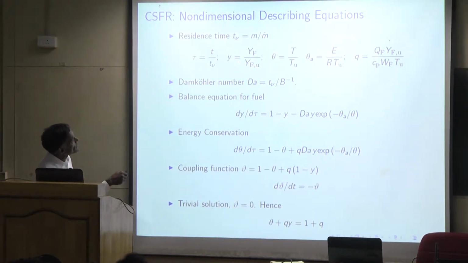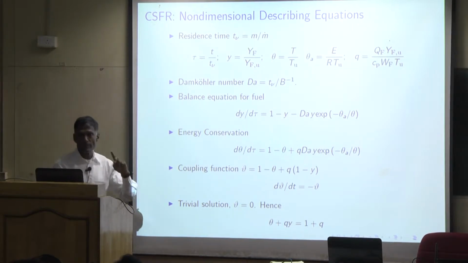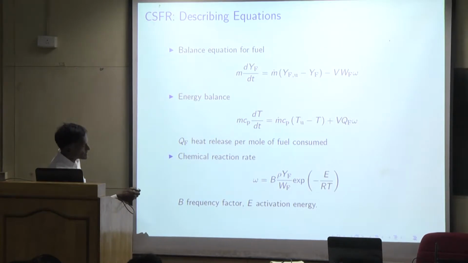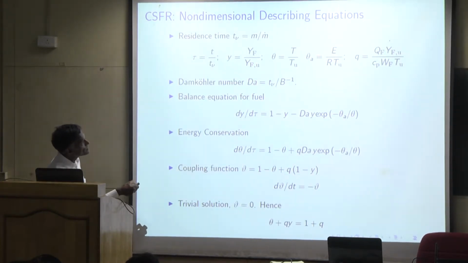fuel, so therefore you can see that this quantity y is 1 when it enters. So this is normalized, and the temperature is written that way, T over Tu, the initial temperature. So therefore theta is 1 coming in. This is the activation temperature. Okay, this is the activation energy, E over R. That's the activation temperature divided by T. So that's the non-dimensional activation temperature.